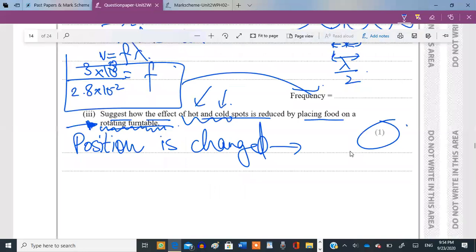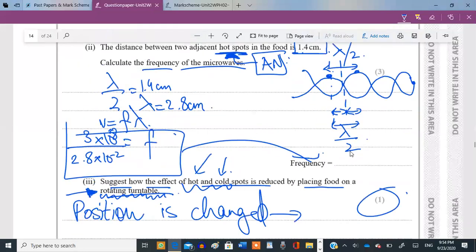Is this clear? Any doubt? Yes. Okay, no doubt. Then part B.